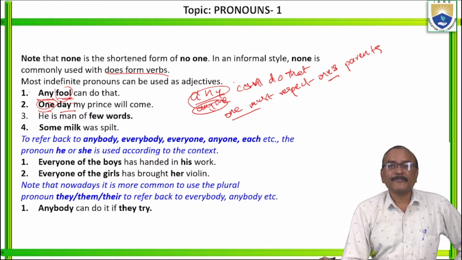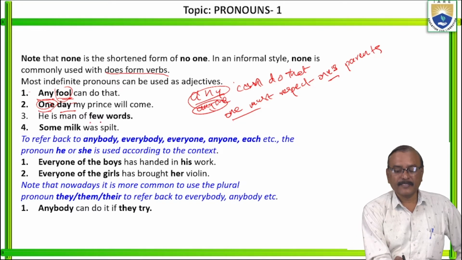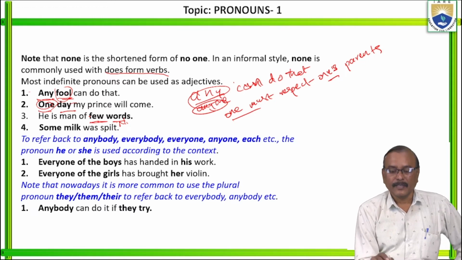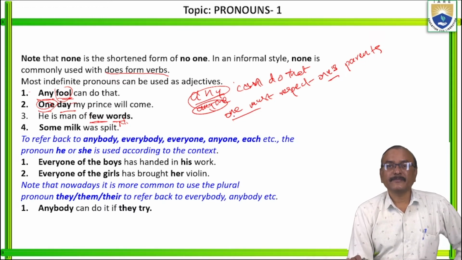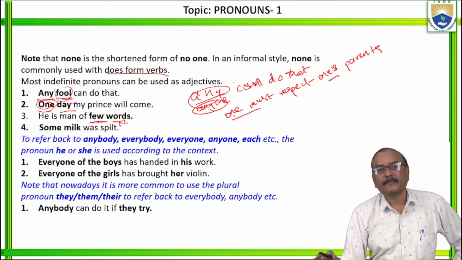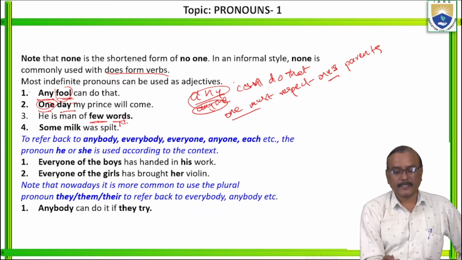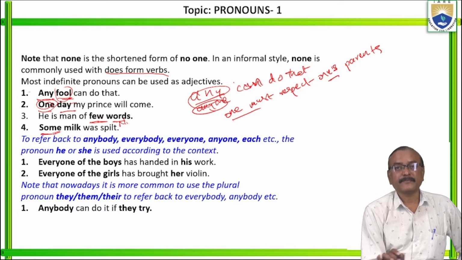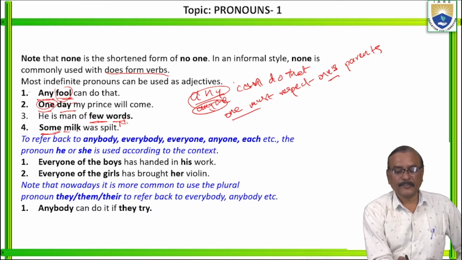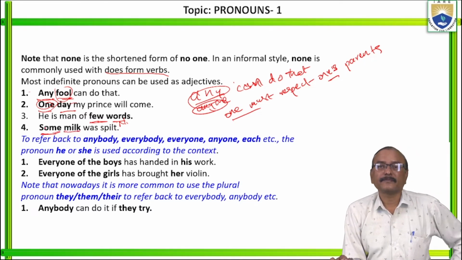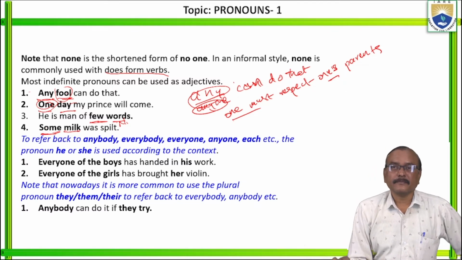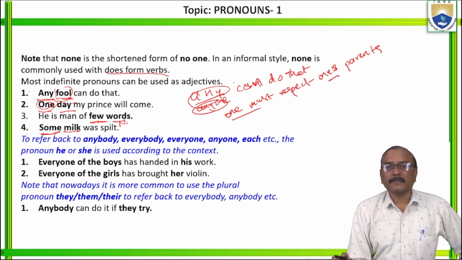He is a man of few words. Here few is the adjective, because words is the noun. If it comes before the noun, it is an adjective. If it comes in the place of a noun, it is called a pronoun. Is it clear? Some milk was spilt. Some here is coming before a noun, that's why it is an adjective. Are you getting me?